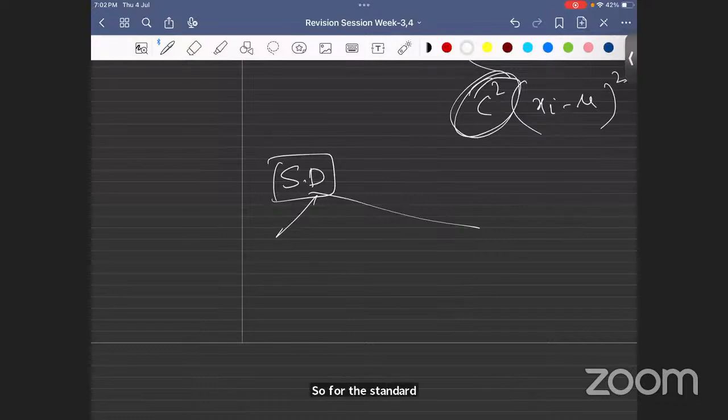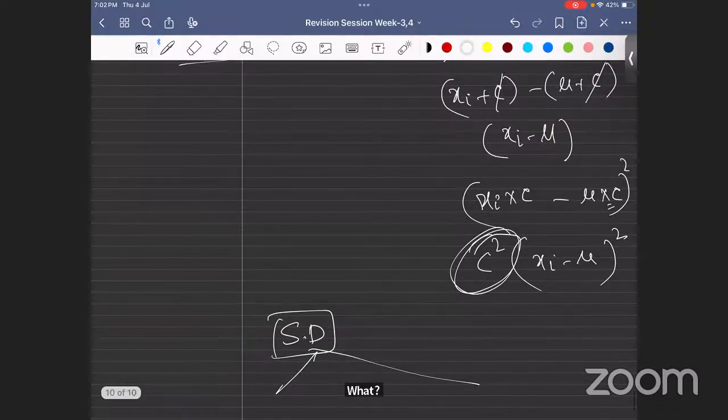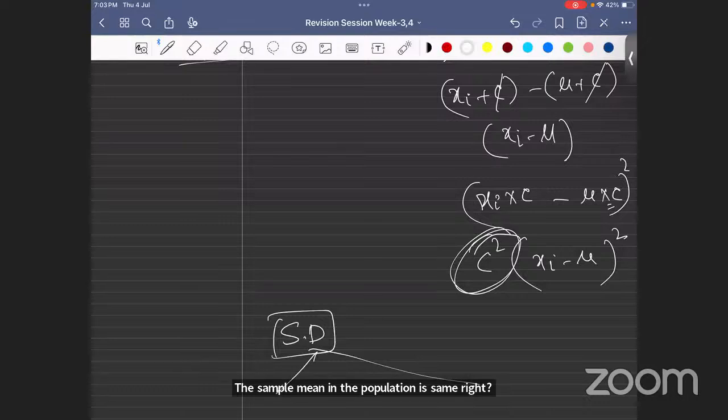Sir, in the variance formula, the sample variance, which mean will we use, sample mean or the population mean? The sample mean and the population mean are the same, right? Mean is the same for sample or population, both. Okay. For the population or the sample, the mean is the same.